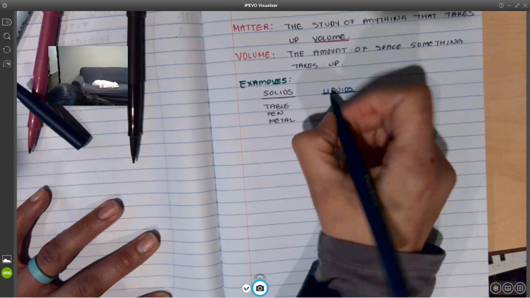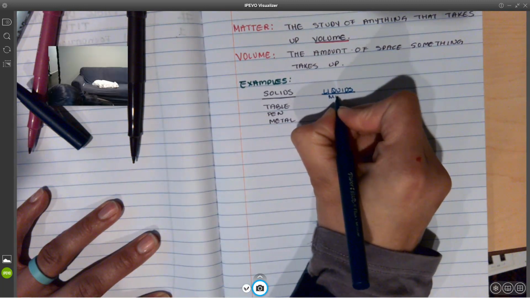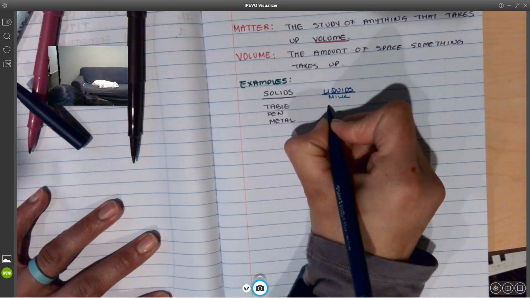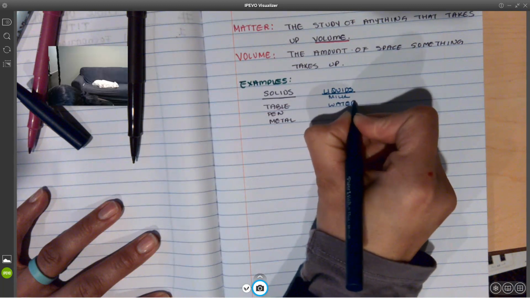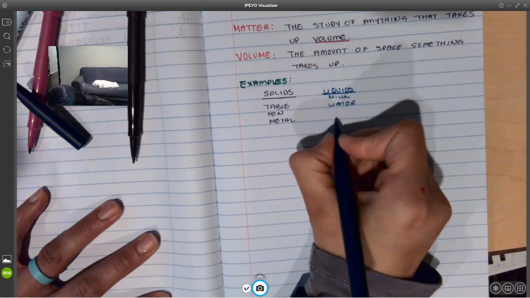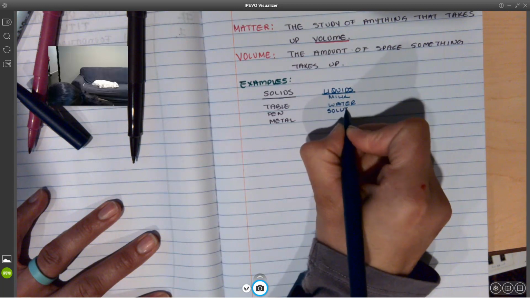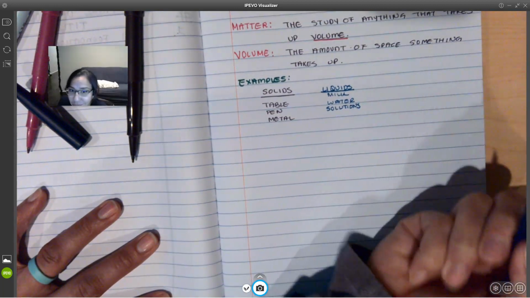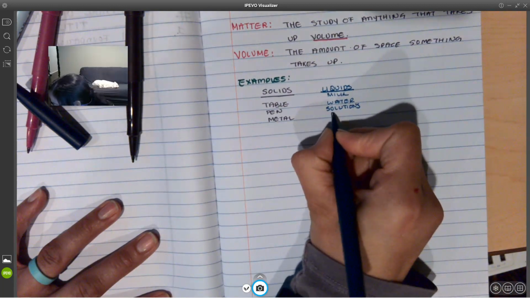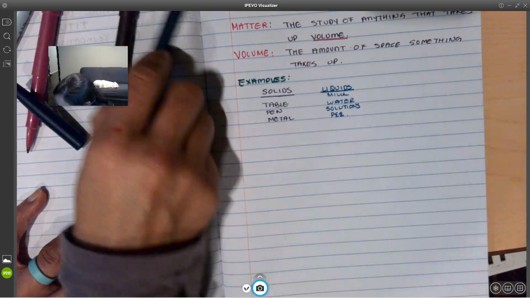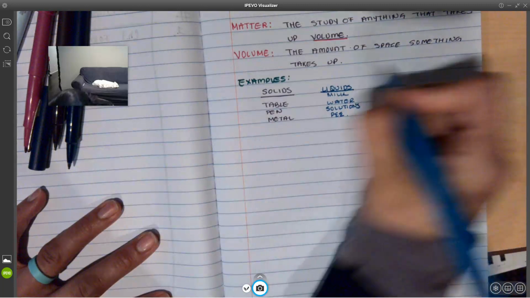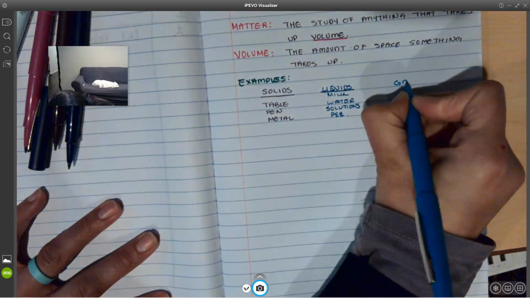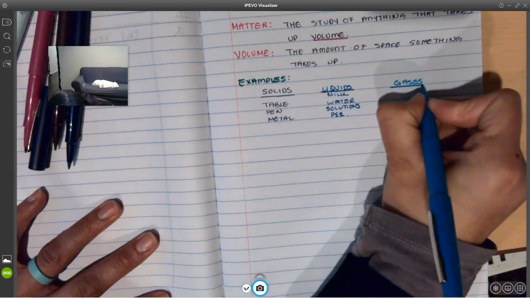So an example of liquids, we could have milk, water, solutions, pee, if you want to write that down. And solids, liquids. Let's see if we have gases.